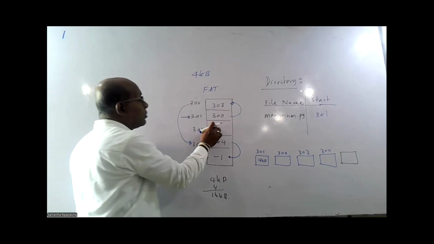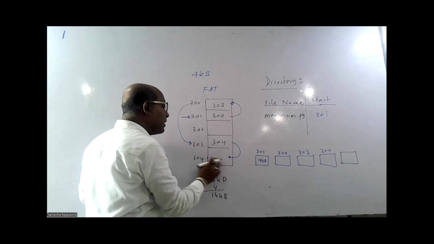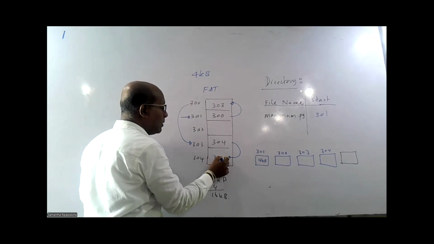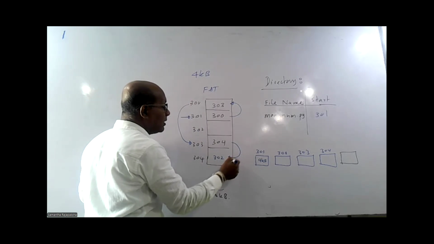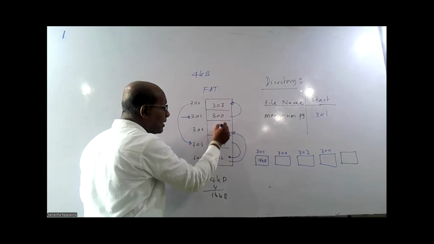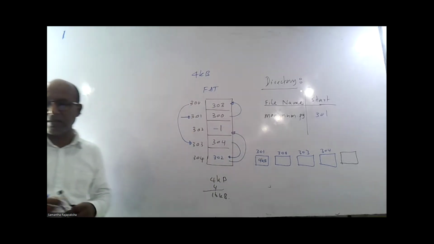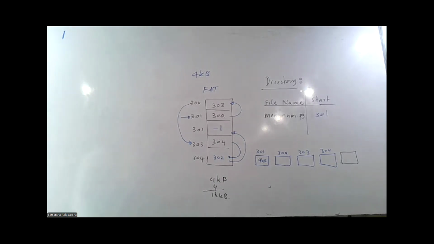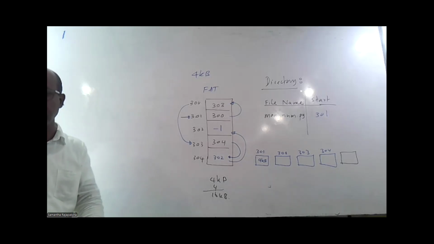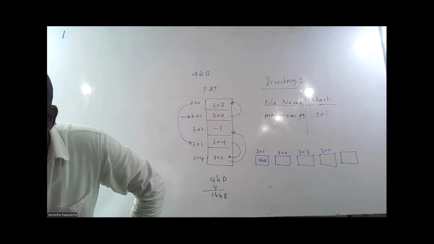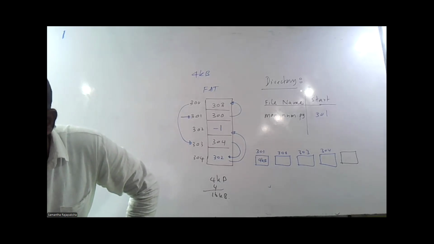So this one, 302 is free. We can put the 302 here, and then this will point to the 302. And that will be the last one. Make it minus. Okay. Okay, sir. Is that clear? Yes, sir.